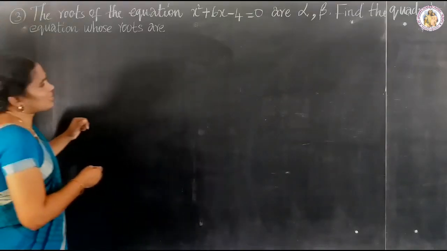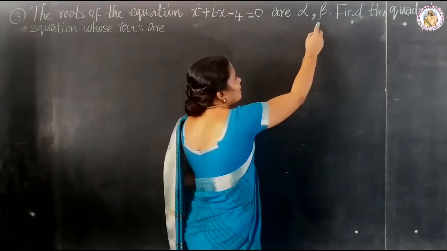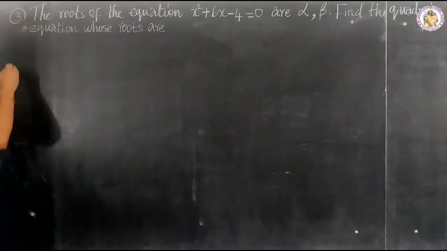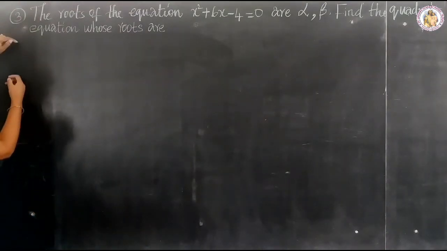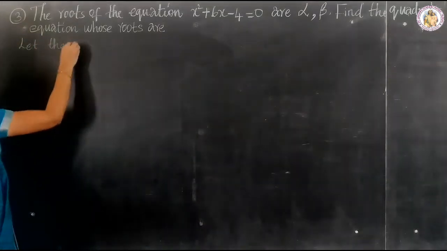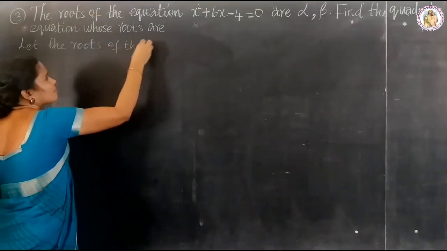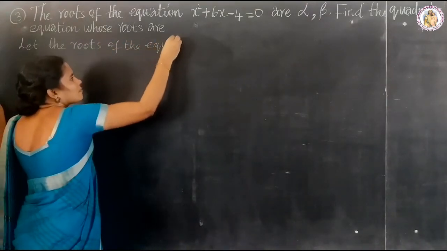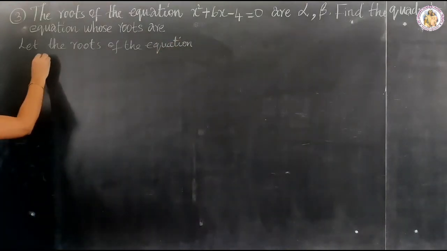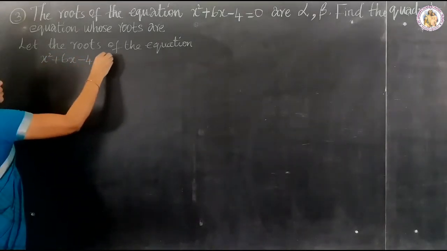The roots of the equation x square plus 6x minus 4 is equal to 0 are alpha and beta. Find the quadratic equation whose roots are given. So now first of all, before going to the question, let us find the roots. So let the roots of the equation x square plus 6x minus 4 is equal to 0.